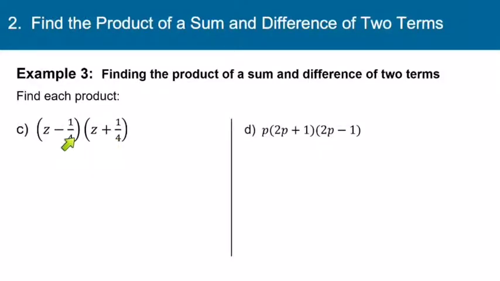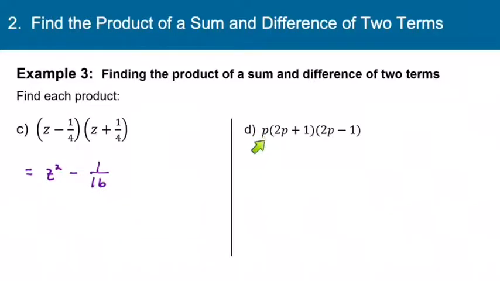Here's one involving a fraction, but notice that it is a sum and a difference of the same two terms. So we can use our pattern. We'll say z times z is z squared. We know in advance that the middle term will add up to 0, and then negative 1/4 times positive 1/4 will be negative 1 over 16.